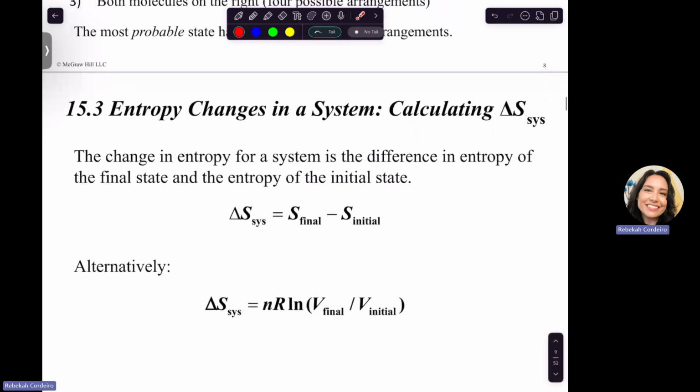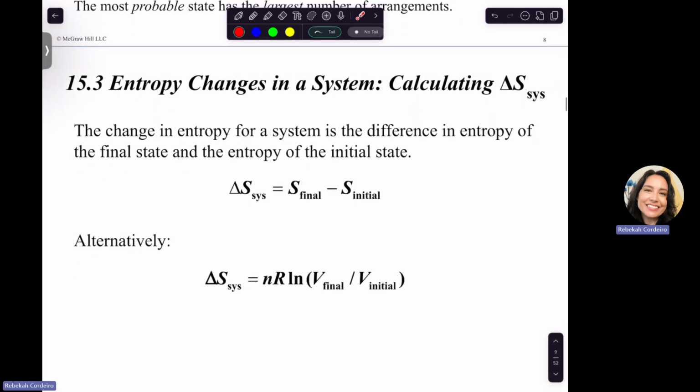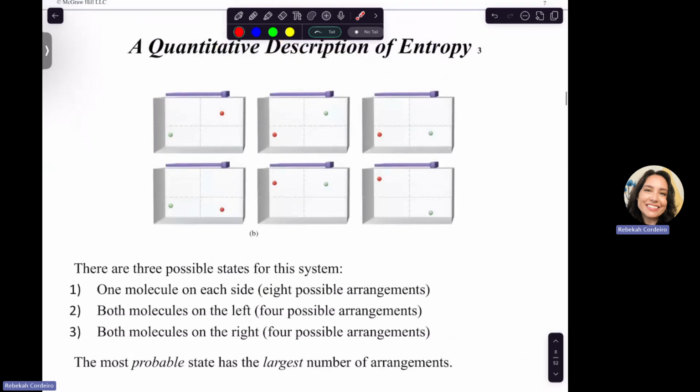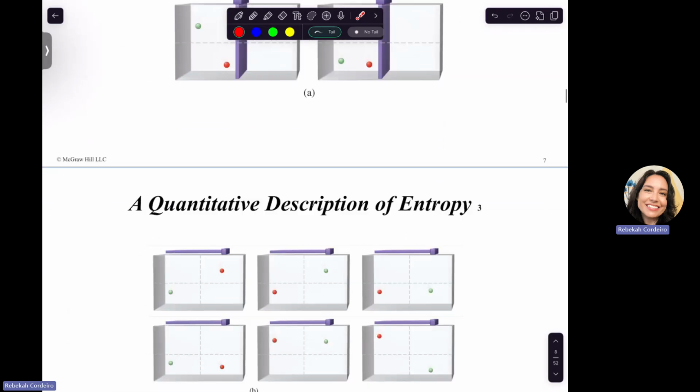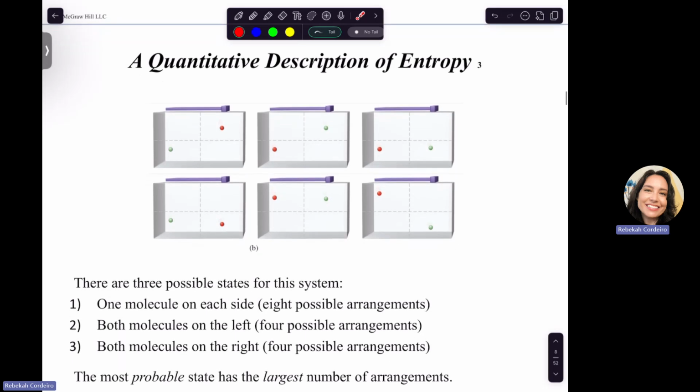So change in entropy is what we're going to talk about next video. So we'll just stop here and then I'll go through this whole cell stuff with you in class. It'll make a little more sense when I show you the website in class.